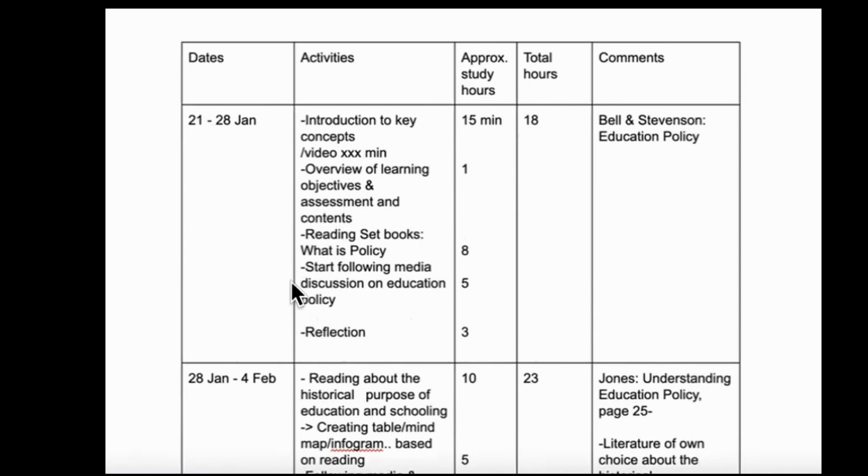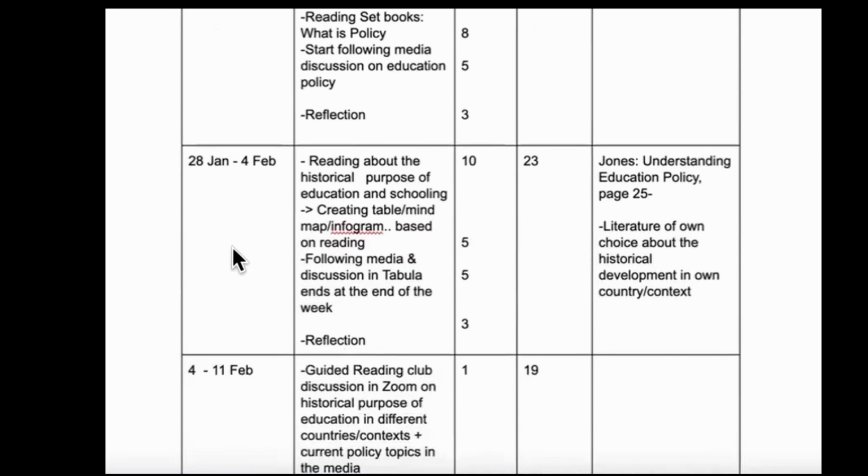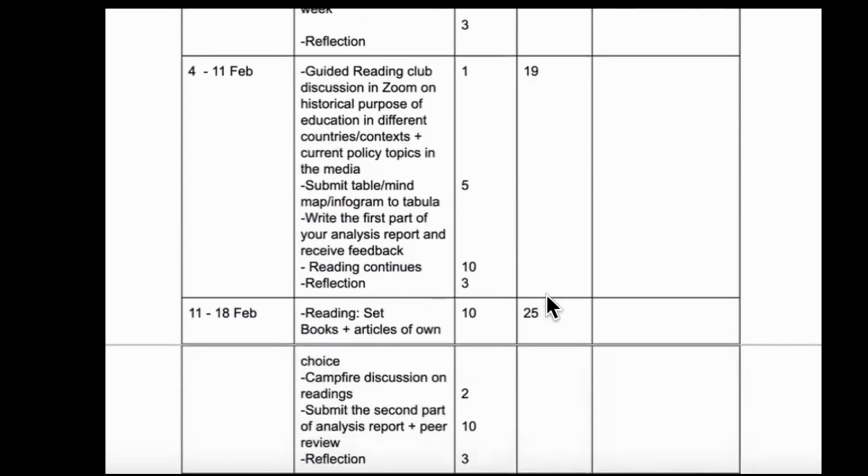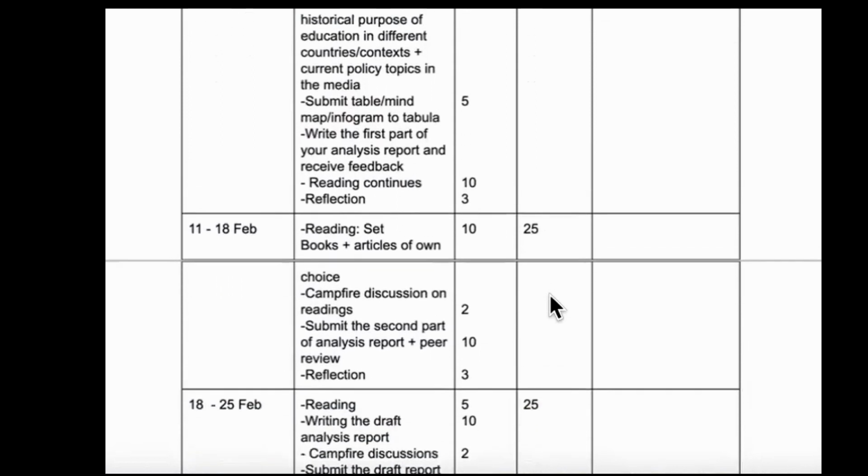And then they have an assignment to start following the media discussion on education policy in their own context. I thought that they might spend 5 hours, not in 1 day, but during the week, following the media discussion. And then reflection is visible here so that they can see that, okay, 3 hours is for reflection. On this course, they are using a learning diary or learning journal, so this would be the reflections in the learning journal. And this is the book they've been given. This is a 2-week period. This is how I have planned how much time they need for all these activities.